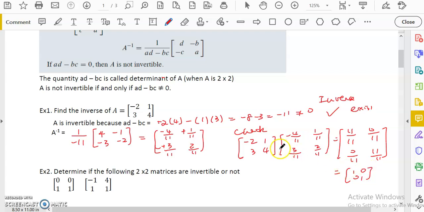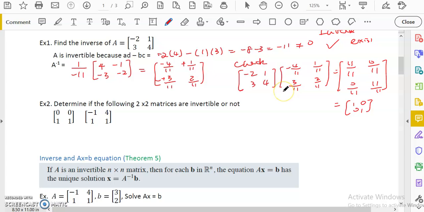So this is the matrix where when you multiply A with its inverse, it becomes the identity. And you know, for the identity matrix, if you multiply with any matrix, it would be just itself.